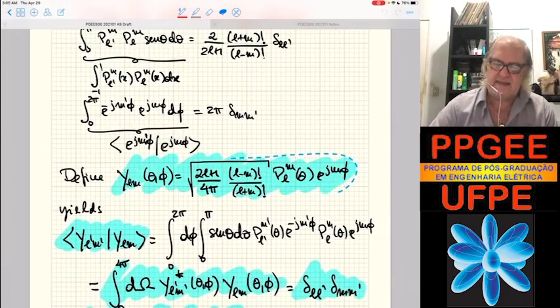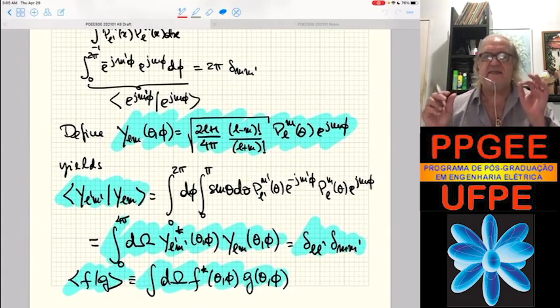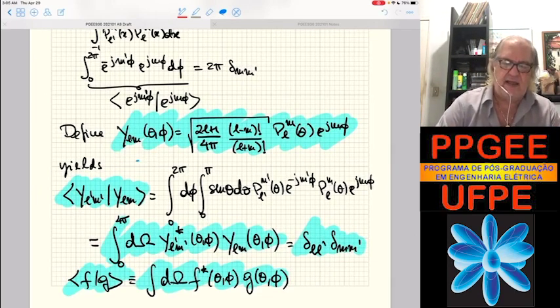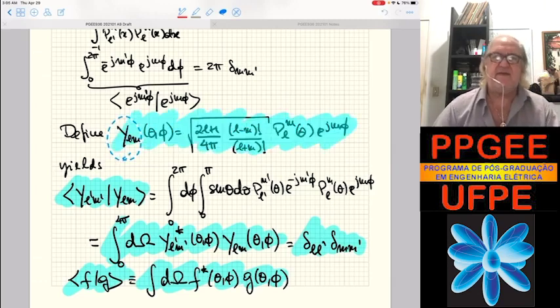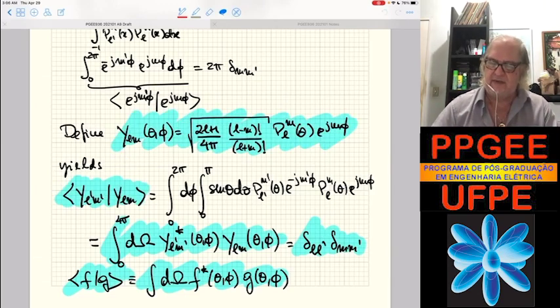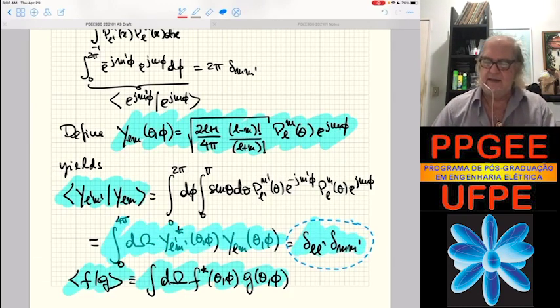Defining like this, with those normalization constants in front, this is so defined so that the spherical harmonics, represented by Y_LM of theta phi, have a normalized scalar product. So it's going to be delta L, L prime, delta M, M prime.